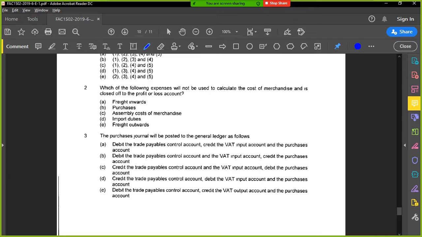I'm not sure of this one. Try. If you had to guess, what are you going to go with? Purchases. Okay, which of the following expenses will not be used to calculate the cost of merchandise and is closed off to the profit or loss account?